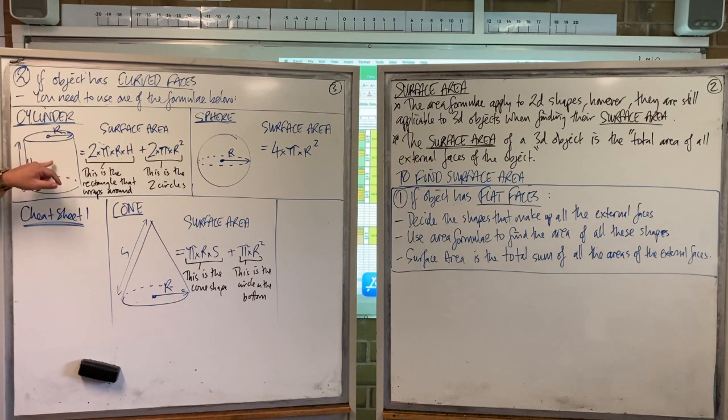With the cylinder one here, I just wanted to show you that there are two parts to the formula. This 2πrh is the rectangle that wraps around the cylinder. If I unfold the cylinder, what is it going to form? A rectangle. And what's the top and the bottom of the cylinder? Circles. So that's what the 2πr² is. Because on that previous board, what was the area of the circle? πr². How many circles are there? 2.